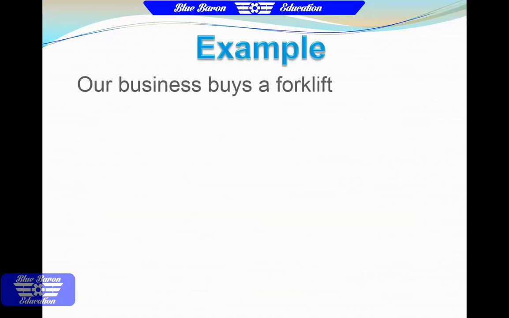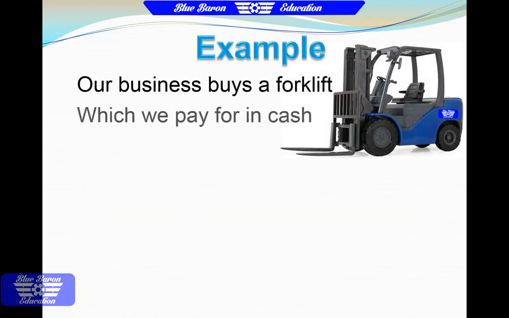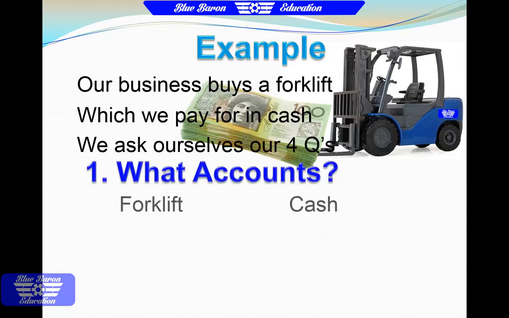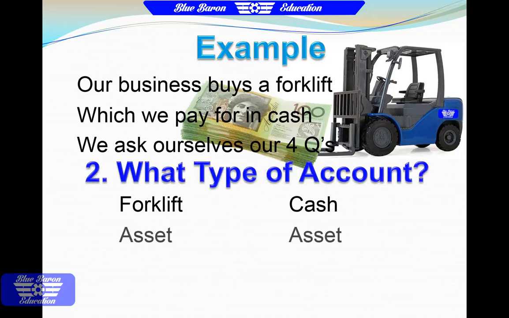Let's put this into an example. So our business goes out and buys a forklift, which we pay cash for. So let's go through our 4 questions. What accounts? Well, here, obviously, one is going to be forklift, the other one is going to be cash. What type of account are these accounts? Well, our forklift is an asset. Our cash is also an asset.